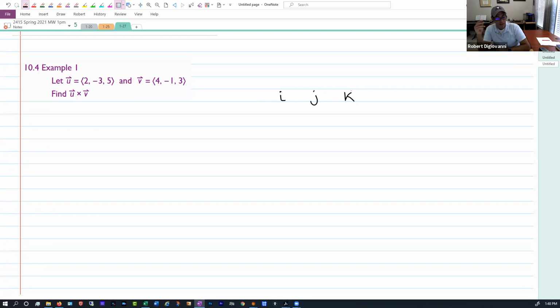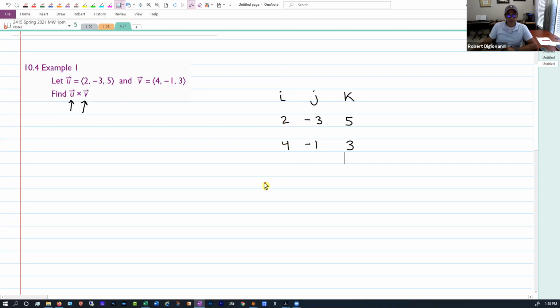All right, so underneath it, I'm going to put the two vectors, and I have to put them in the right order. So I'm doing u crossed with v. I'm going to write the u vector below this, leaving myself a little space, and then below that, I'm going to put the v. Everyone understand? i, j, k, the first vector u, the second vector v.